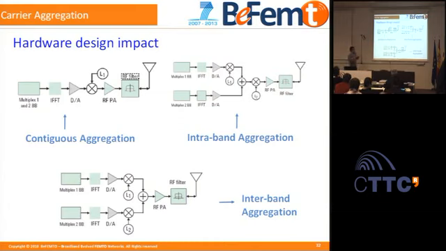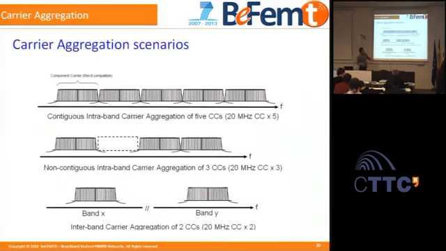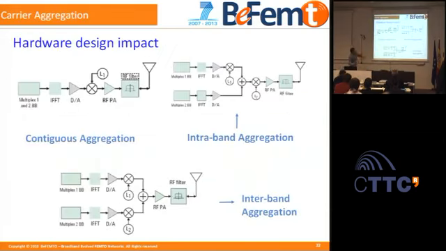If we go through intra-band carrier aggregation, we can also make a hybrid solution. For example, we can multiplex this part in baseband and this part using only one transmitter with only one local oscillator. You can make it.